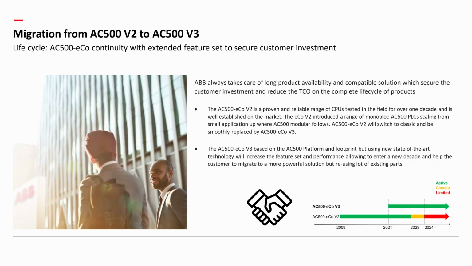As you know, and as I presented at the beginning of the previous session regarding the AC500 V3 product, we are now in a state where we have to migrate from AC500 version 2 to version 3, because the product is now in classic from the 1st of October for the digital CPU, and in 2023 for the rest of the product CPU, not the I/O, only the CPU. That's why we absolutely have to migrate the customer application to the V3 CPU.